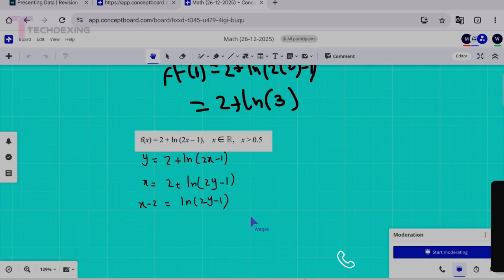do you understand this step? Perfect. Now, because there is an ln over there, I told you if we want to remove ln, that is a natural log, we need to apply the exponential function on both sides. Okay. So what does the exponential function do? When we apply e on both sides, it becomes e to the power of x minus 2, and on this side it becomes e to the power of ln of 2y minus 1. Okay, do you understand this step?